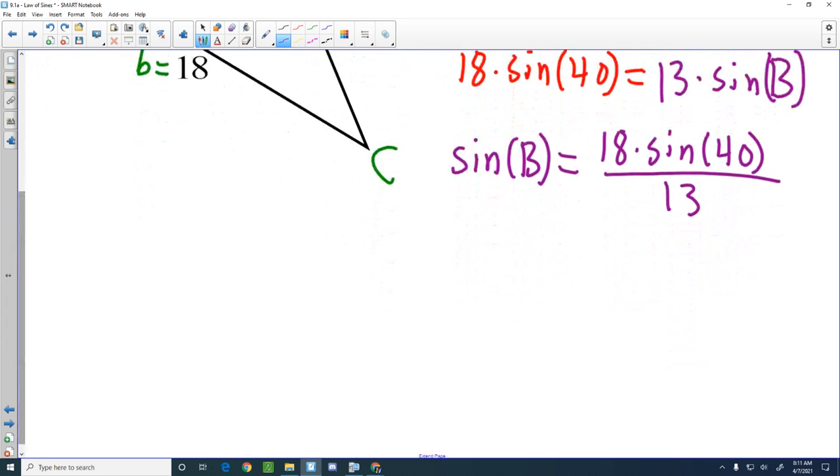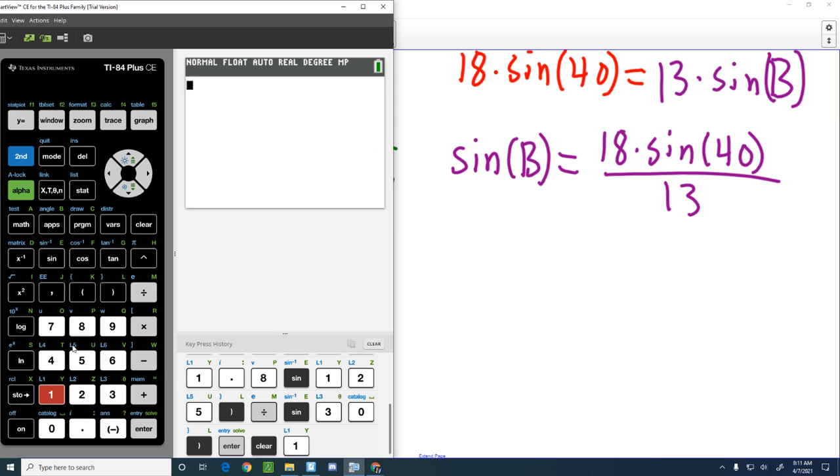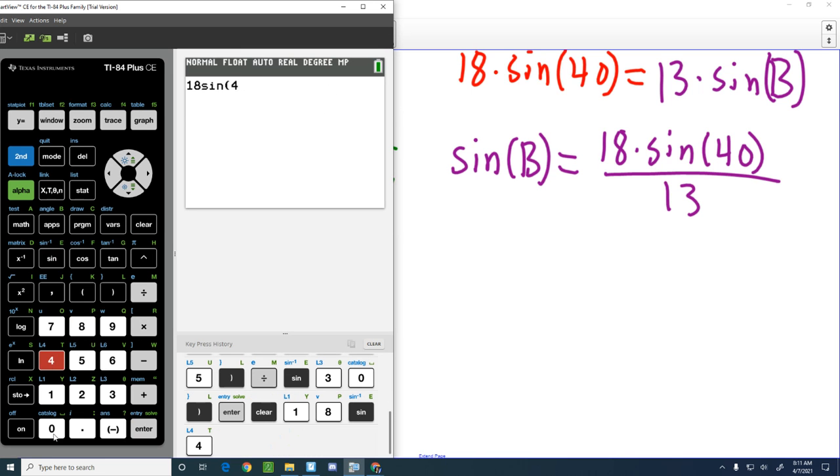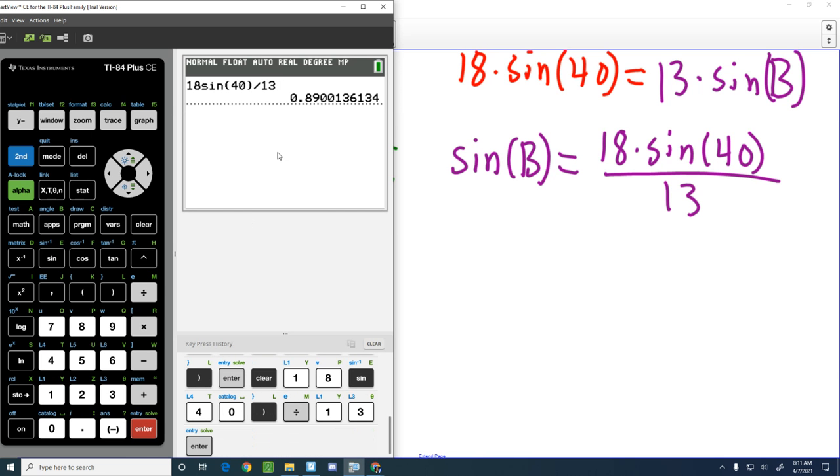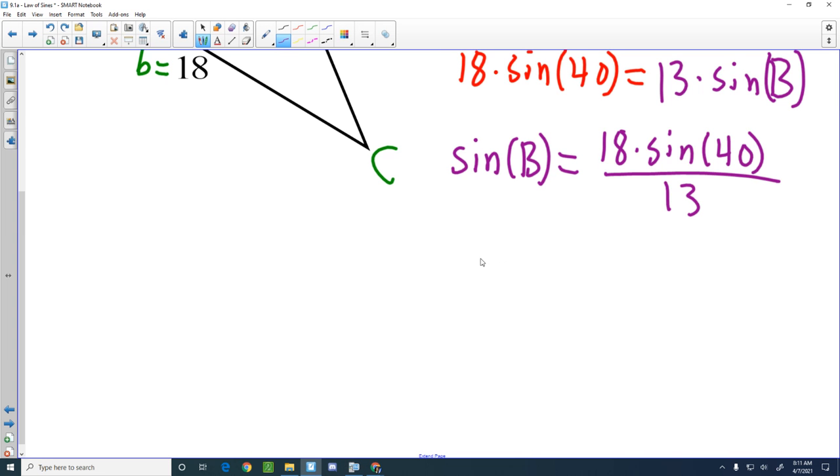And that right side is going to equal some decimal. I can type in 18 times sine of 40 divided by 13. Actually, let's go ahead and do that and just get an approximation to clean this up. So that's 18 times the sine of 40 divided by 13. So that's 0.8900, so 0.89 is good enough. And so then my next line as I'm solving this problem, I'm going to say, okay, so the sine of this unknown angle B equals 0.89. Remember, I'm solving for angle B.